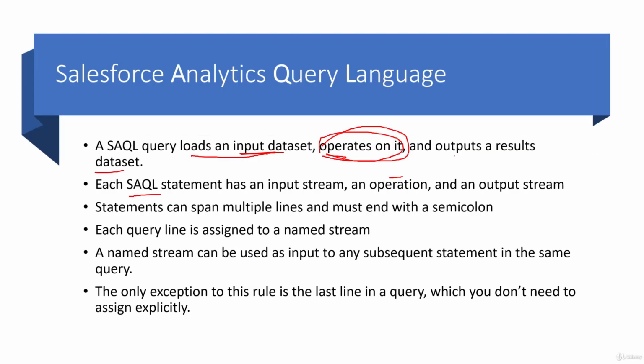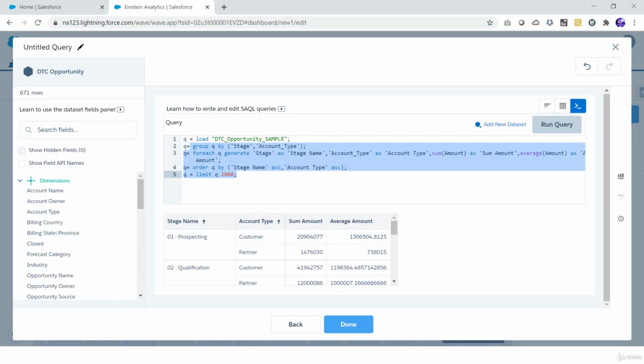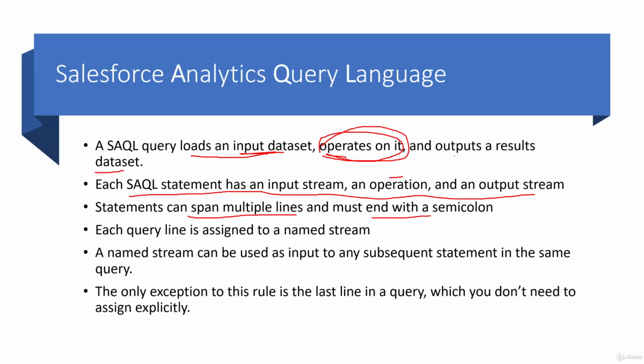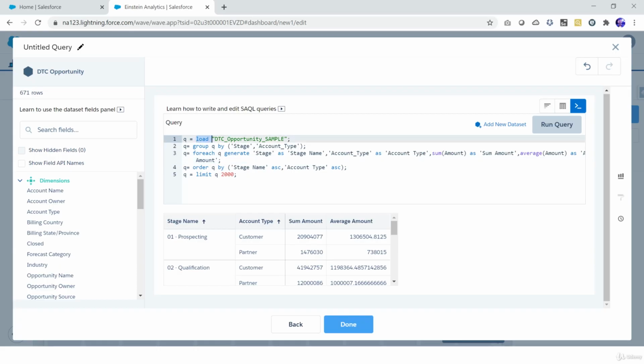So each SAQL statement has an input stream, operation, and output stream, and a statement can span multiple lines and must end with a semicolon. If you see, every statement I'm ending with a semicolon here. And each query line is assigned to a named stream. Whenever I have a query, on the left side you can see there is a named stream I'm assigning to.